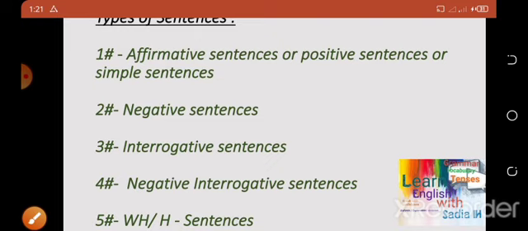Then negative interrogative sentences. In this type, there is a question plus there is negation. You are not admitting something, and plus you are asking for something, you are questioning something, like don't they eat food, doesn't he eat food, like this. And WH sentences, here you add why, what, where, when, before do and does, and the whole sentence will be a question, like why do they eat food.